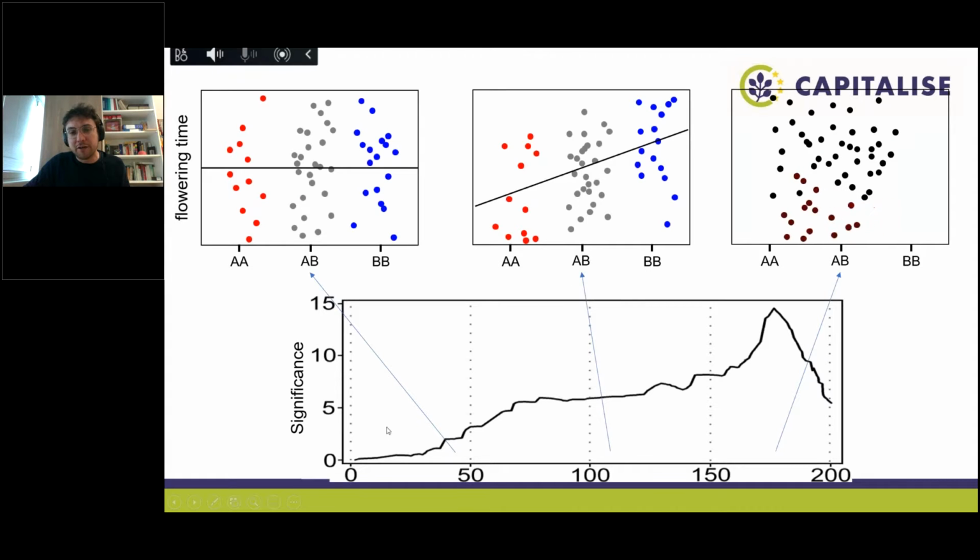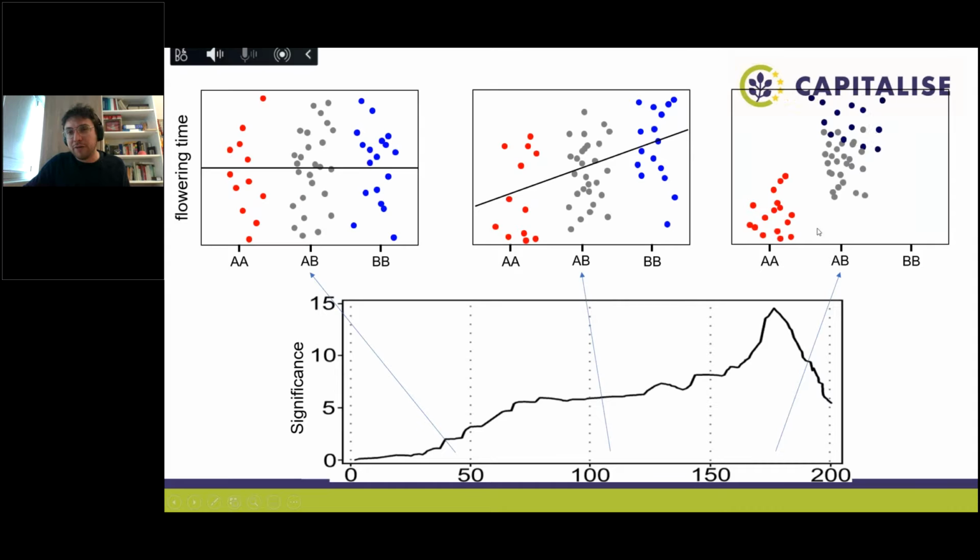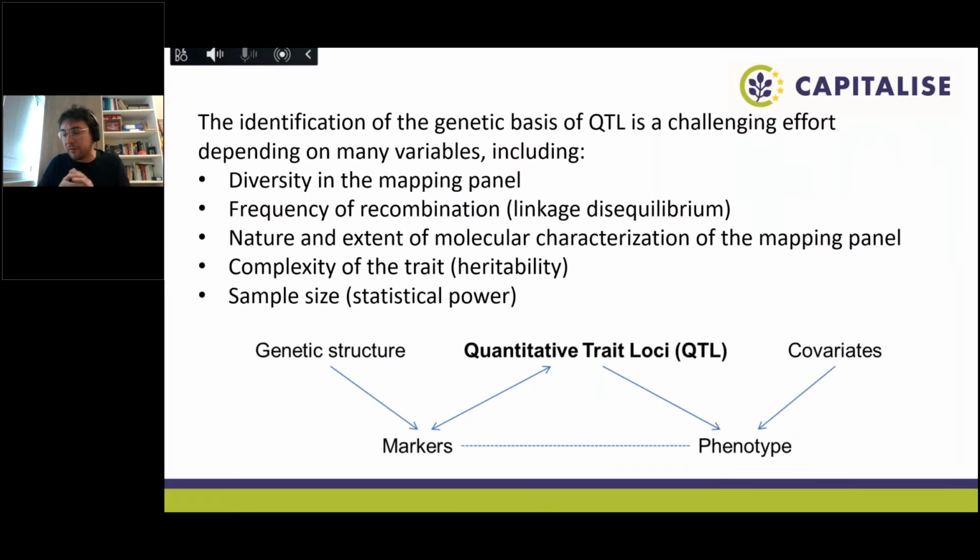And you see, as we go on and as we follow through this approach, when you get to the end of the chromosome, all individuals that have this specific genotype have a very low phenotype, while the other individuals have a very high phenotype. And this is represented by the curve of significance, which is displayed here below. This is telling you that here there is a QTL. There is statistical support for the presence of a QTL. But again, this is a statistical endeavor, so it comes with a lot of caveats.